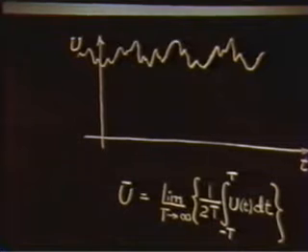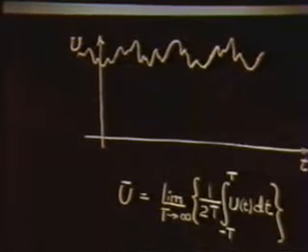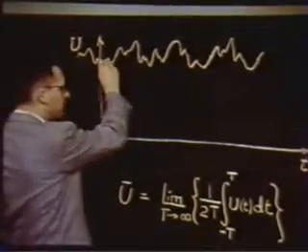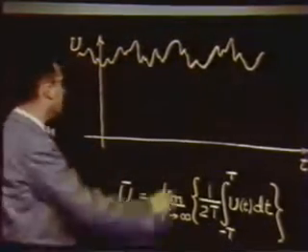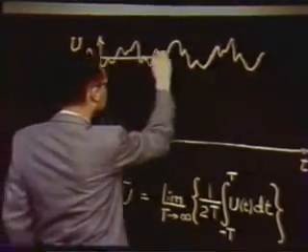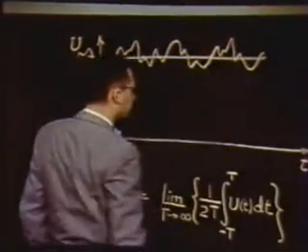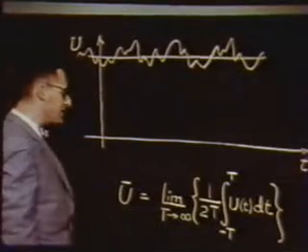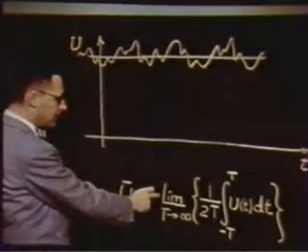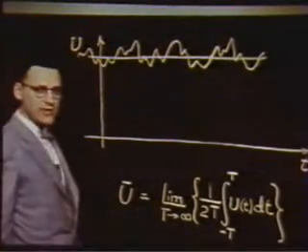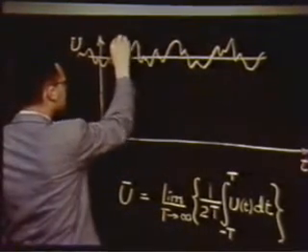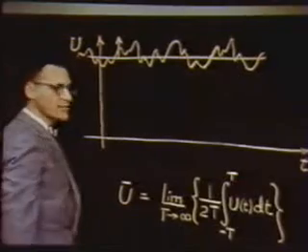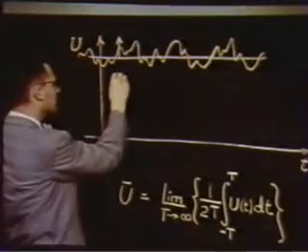A time record of one component of the instantaneous velocity at a point may look something like the sketch. If we have a sufficiently long record in time, there will be no difficulty in defining an average value. For example, in this case, we can define the time average as an integral limiting process. Of course, we're very much interested in the statistical properties of the deviations from this mean value, for these deviations are just the turbulent velocity fluctuation.